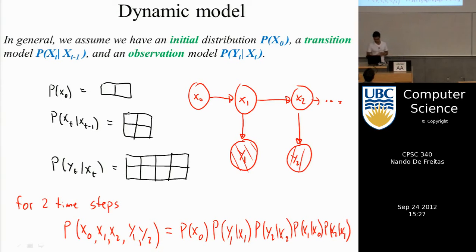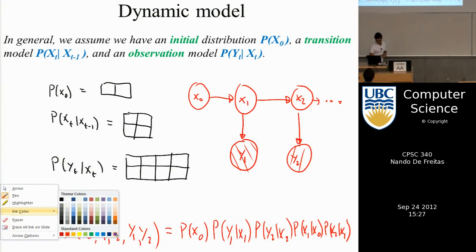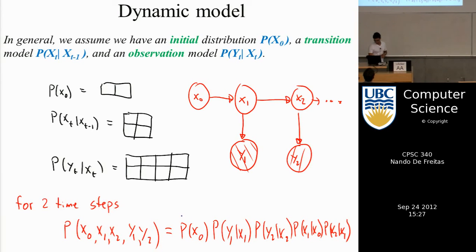And the point of writing this is to show that the only things that appear in these expressions are p of x naught, which we have. All of these guys are just observation models, which we have. And we will assume that the observation model is the same for all time steps. Okay, so you have something that adds up to one here.